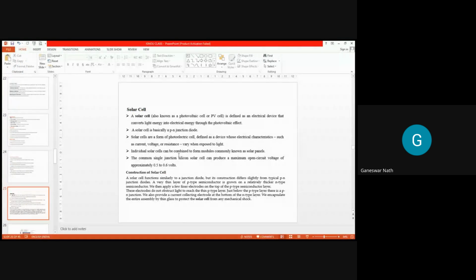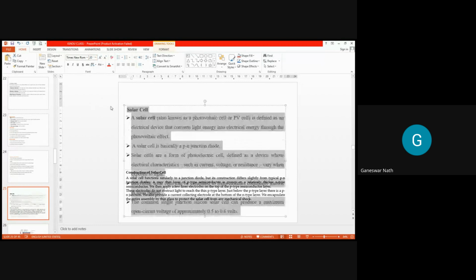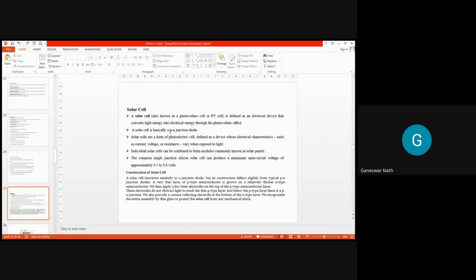Now I'm coming to the solar cell. All of you know nowadays almost everyone is using the solar cell. This solar cell is sometimes known as a photovoltaic cell. A photovoltaic cell operates on the basis of the photoelectric effect, and basically the solar cell is a PN junction diode. The solar cells are a form of the photoelectric cell, and individual solar cells can be combined to form modules.